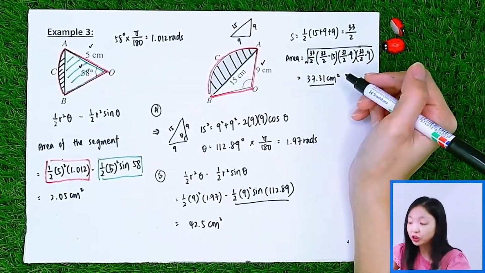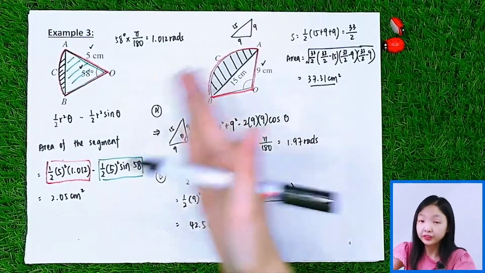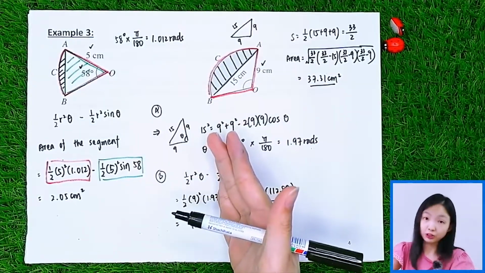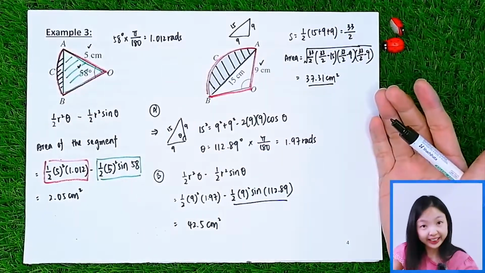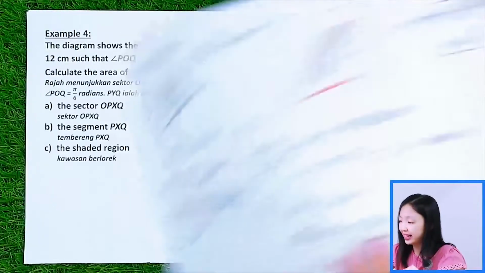So you can choose either way to find. If you feel this is more comfortable, then you use this way. Okay? Okay, let's go to another example.